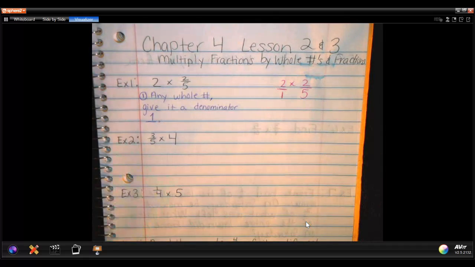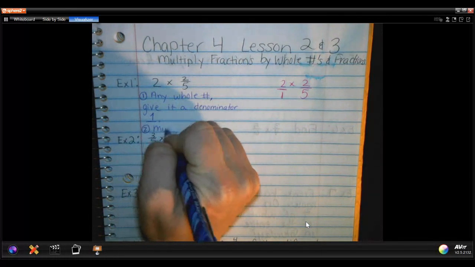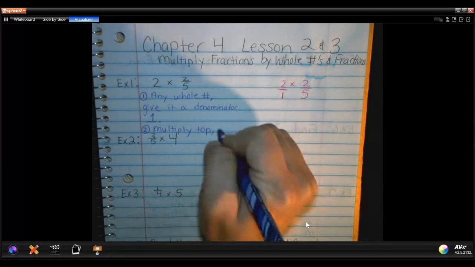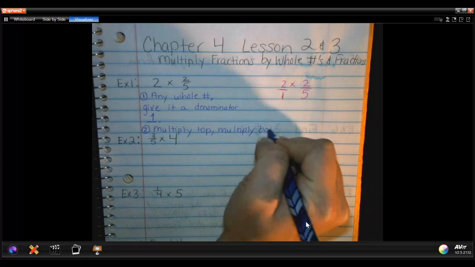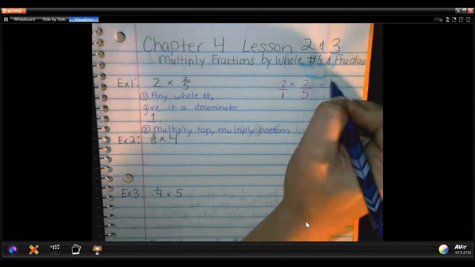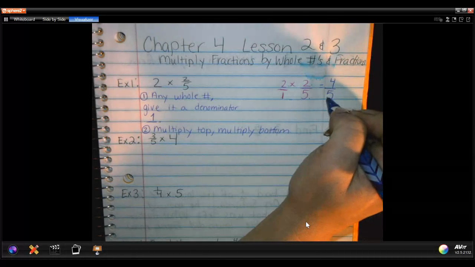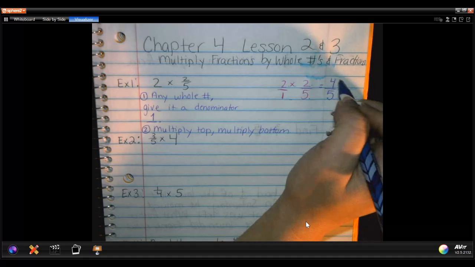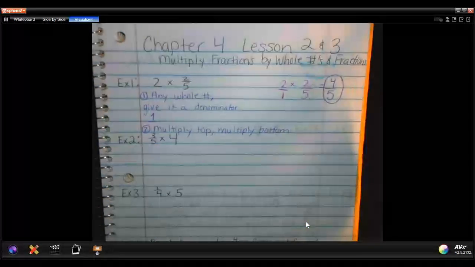And then I'm going to multiply the 2 top numbers, and then I'm going to multiply the bottom 2 numbers. So 2 times 2 gives me 4, and 1 times 5 gives me 5. If I need to simplify, I would go ahead and simplify it. In this case, 4 fifths is already simplified, so 4 fifths is my answer.